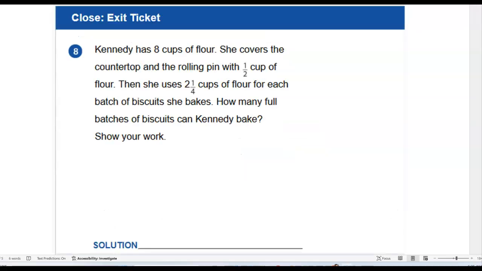And on your exit ticket, Kennedy has 8 cups of flour. She covers the countertop with a rolling pin with a half cup of flour. You always got to put a half cup of flour down just to make sure that stuff doesn't stick to the counter. She then uses 2 1/4 cups of flour for each batch of biscuits, so plus 2 1/4 per batch of biscuits. So I'll just label that B. How many batches can she make? Well, she can go up to 8, but she can't go more than 8. So there's your inequality, right?